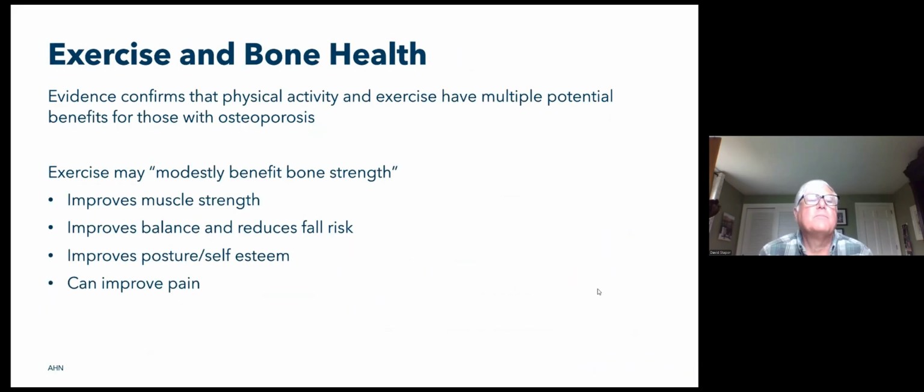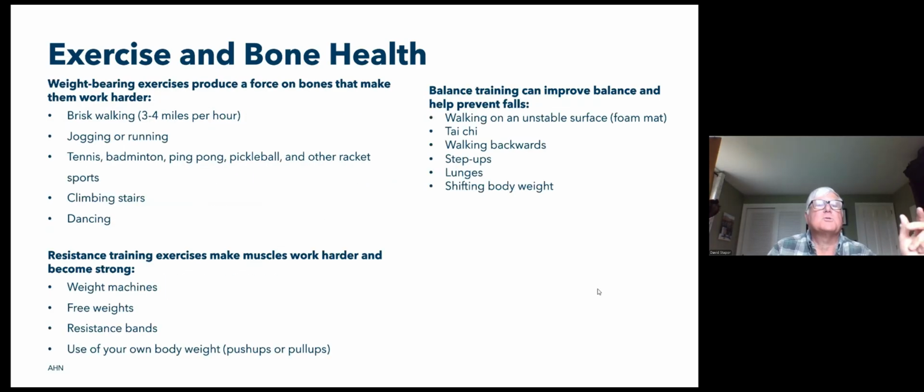Exercise and bone health. Evidence confirms that physical activity and exercise have multiple potential benefits for those with osteoporosis. Exercise may modestly benefit bone strength. Remember that, modestly, which means a little bit, not a great deal. It can never hurt. You can improve muscle strength. You can improve balance. You can improve posture. You can improve pain with the right exercise. And what can you do?